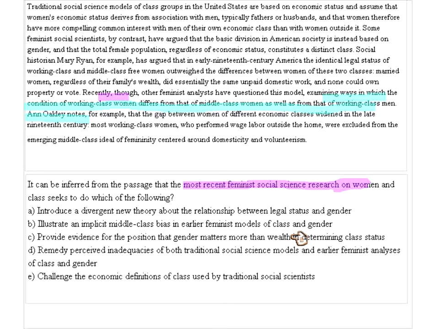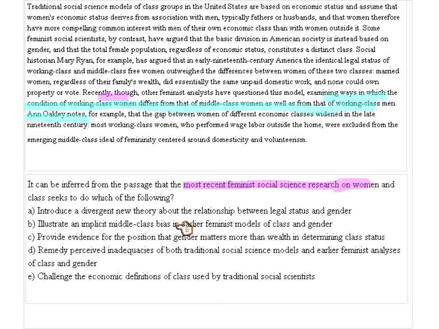Okay. Middle class bias. There's no middle class bias here. It does say that there was a middle class ideal that some women were excluded from, but it doesn't talk about a middle class bias. In fact, earlier feminist models would be these ones with Mary Ryan, and those actually talk about middle class and working class being identical. So there's no bias either way. And the other problem with B is that it just doesn't say this. There's nowhere in here where it says middle class bias.